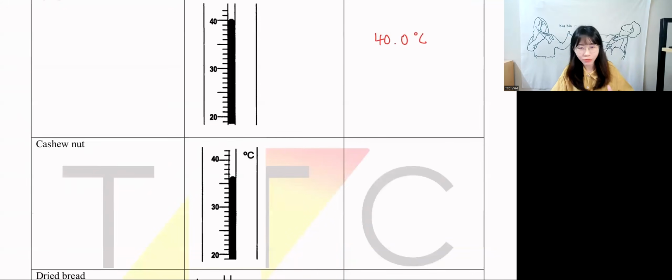Next, we have the next one. What is the reading over here? If you look at this, it's in between the line. Can you see it's in between the line? So what is the answer over here? It's in between 36 to 37. So this is 36.5 degrees Celsius.